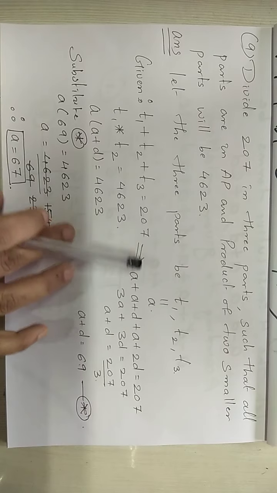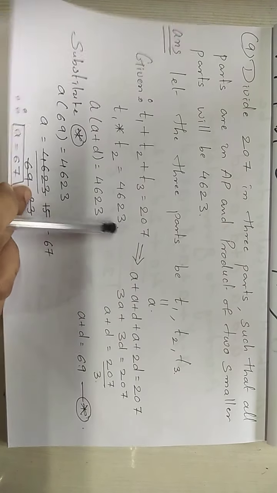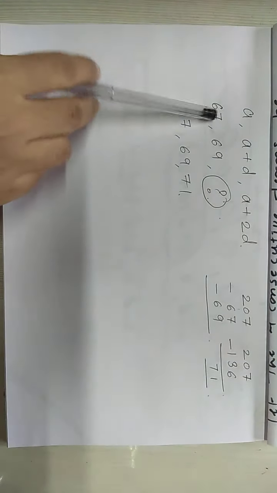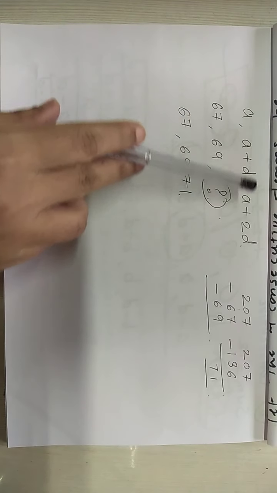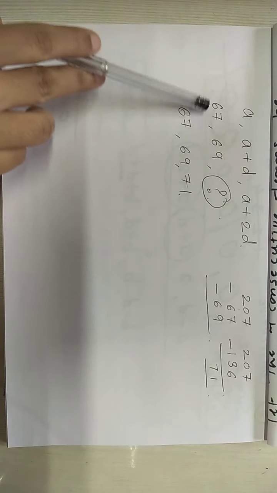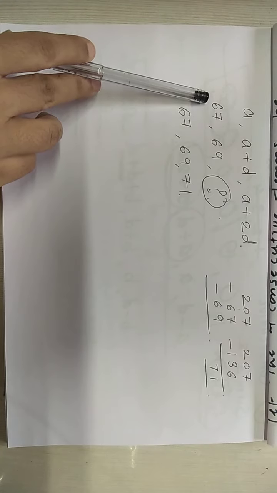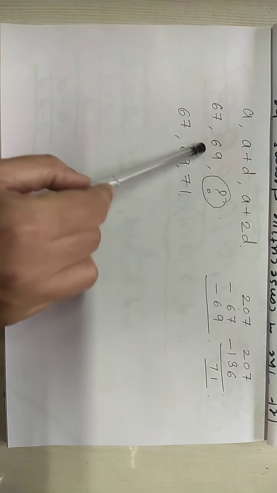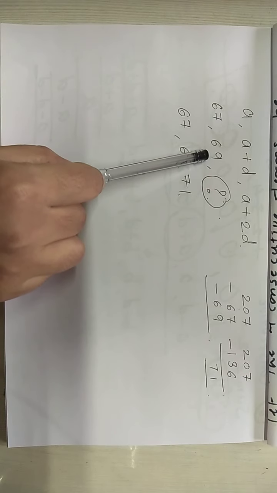Now this A we are going to further use to find the 3 sections of 207. They said to divide 207 in 3 parts. And what were those 3 parts? Those 3 parts were A, A plus D and A plus 2D. So the first number is 67. The next number is 69, which you will get from the star step.